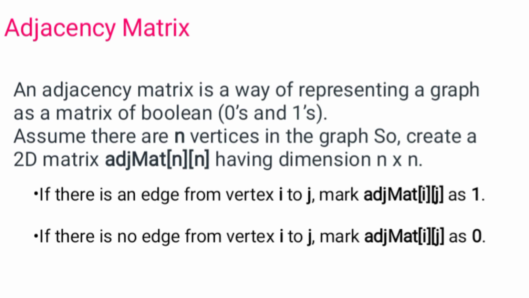An adjacency matrix is a way of representing a graph as a matrix of Boolean zeros and ones. Let's assume there are n vertices in the graph. So, create a 2D matrix, adjacency matrix n by n, having dimension n into n. If there is an edge from vertex i to j, mark adjacency matrix i by j as 1. If there is no edge from vertex i to j, mark adjacency matrix i by j as 0.